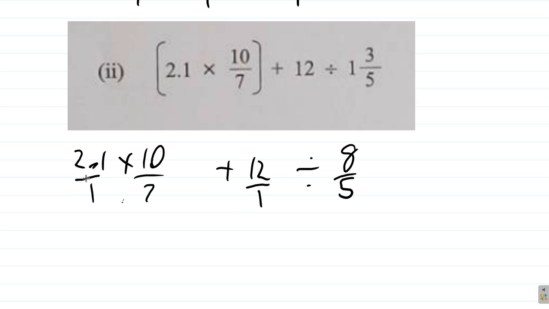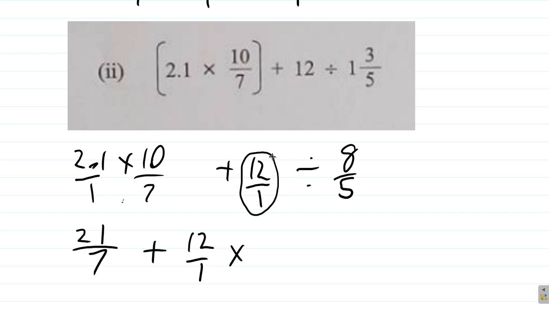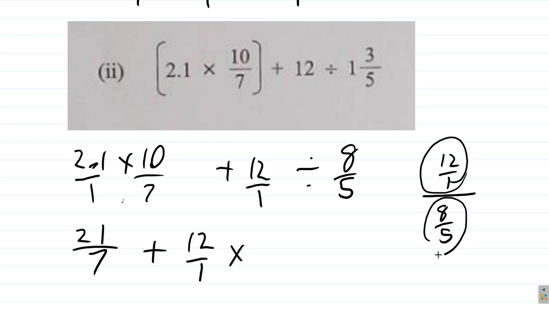Alright? Now here, 2.1 by 10 is going to be 21. See that? Over 1 by 7. Okay? Plus, now let's deal with this part. It's 12 over 1 divided by 8/5. But you remember how you deal with a number over a fraction? You multiply by the reciprocal of the denominator fraction. This is the top part of the fraction, this is the bottom part of the fraction. So you could have written it as 12 over 1 all over 8 over 5, you know. So you have numerator, denominator, right?